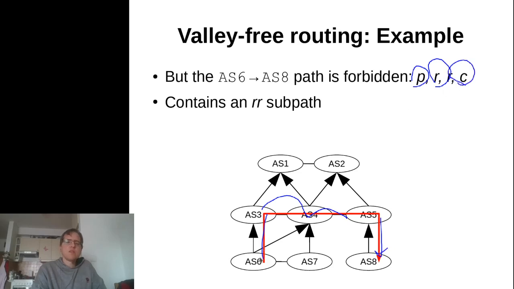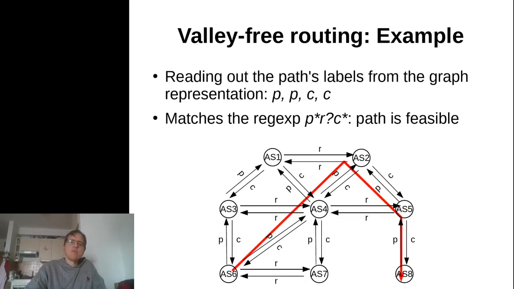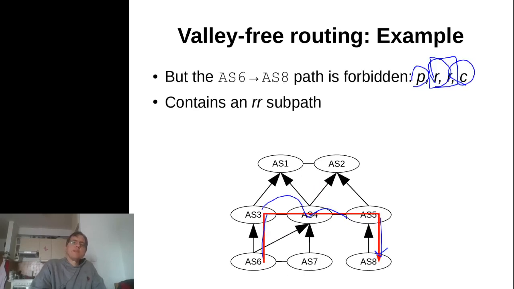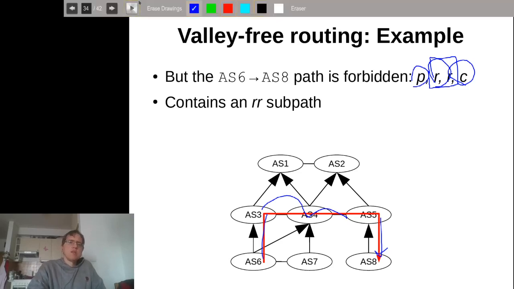This has this nice property that there is no valley in this path, but we see that there is a forbidden subpath in our path, or in other words, the regular expression will not allow multiple peer links to appear in a feasible path, and this brings us to the observation that in this particular example, the path marked by this blue arrow is actually a forbidden path.